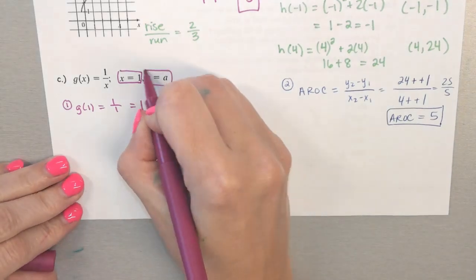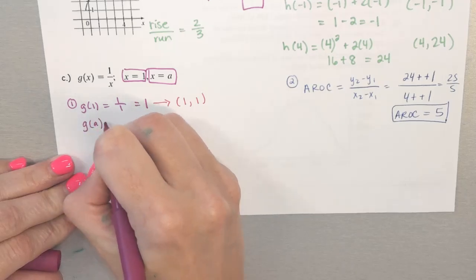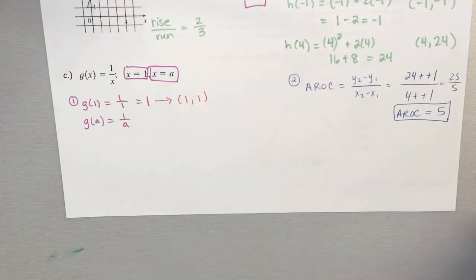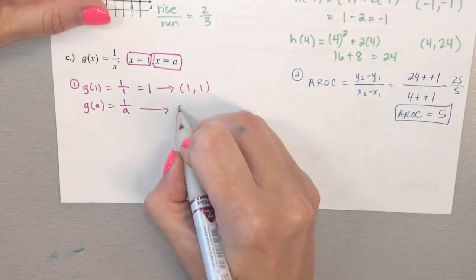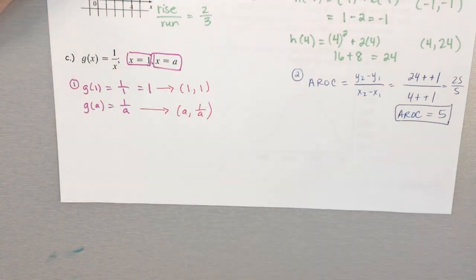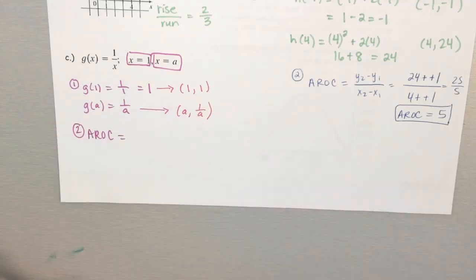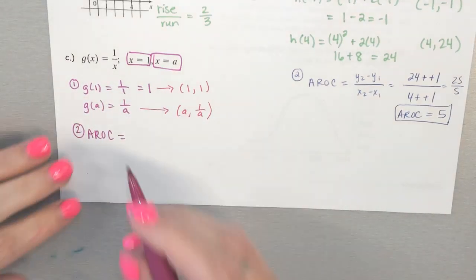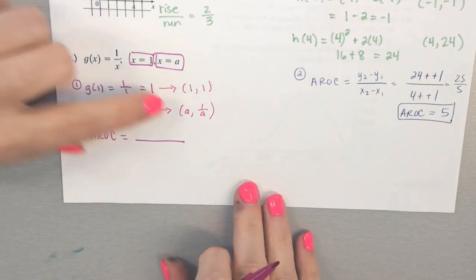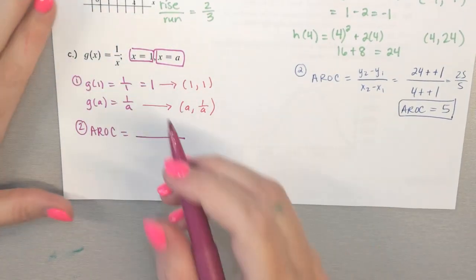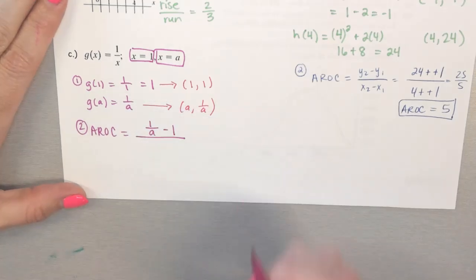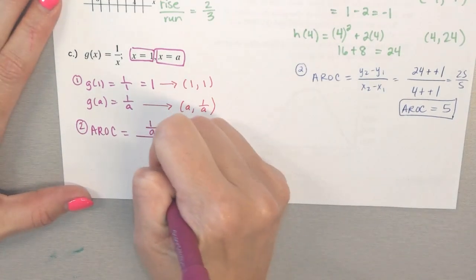And then for the second one, our input value is a. Our output is 1 over a. So again, you can think of this in point form. I'm writing it like that so that you can relate it to the slope because, again, that's something you've been doing for years, and it should be something that we're comfortable with. So when you do the average rate of change here, if I do my y2 minus y1, I have 1 over a minus 1 over a minus 1.